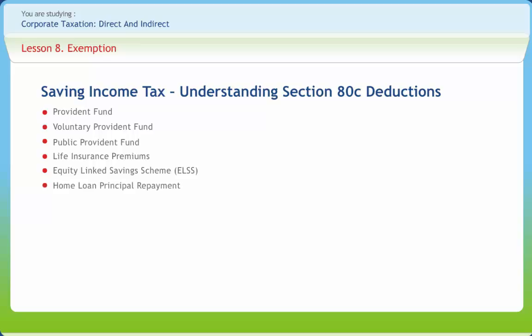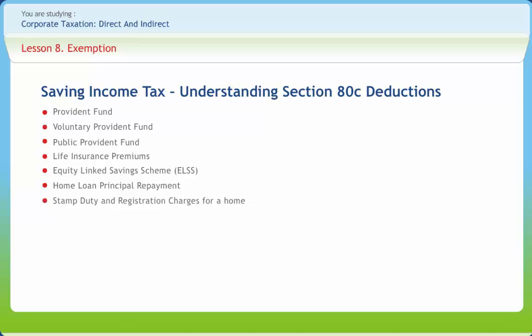Home Loan Principal Repayment. The equated monthly installment, EMI, that you pay every month to repay your home loan consists of two components, principal and interest. The principal component of the EMI qualifies for deduction under Section 80C.